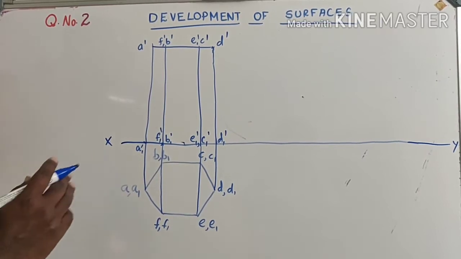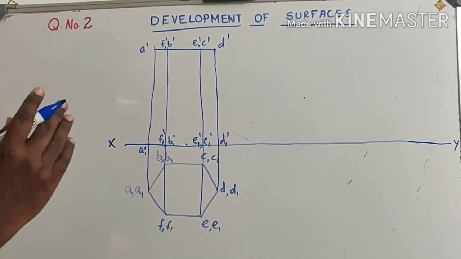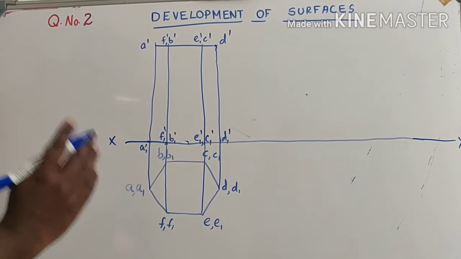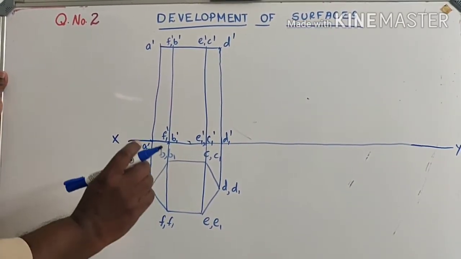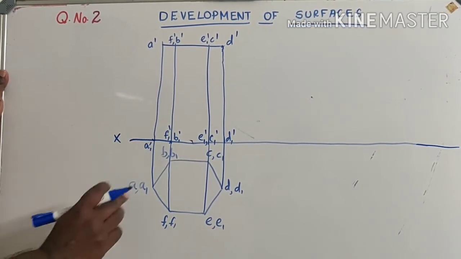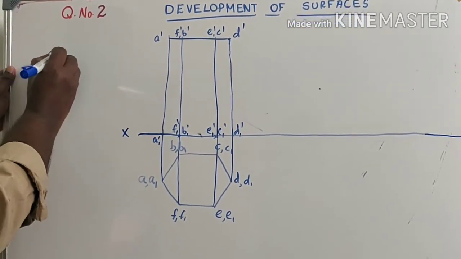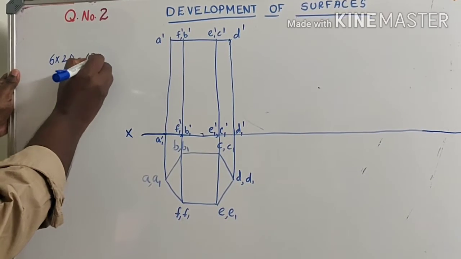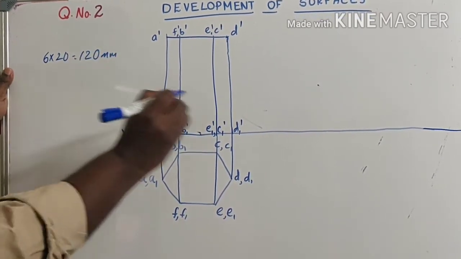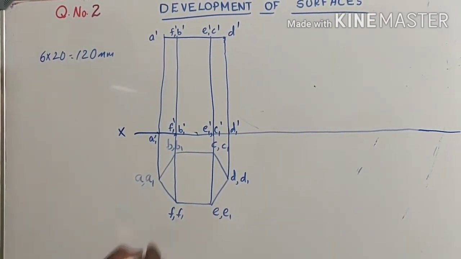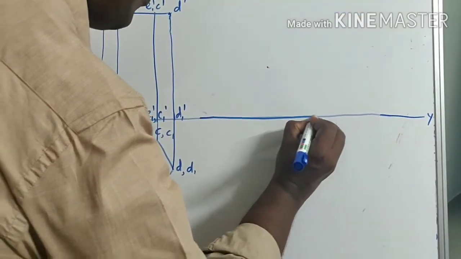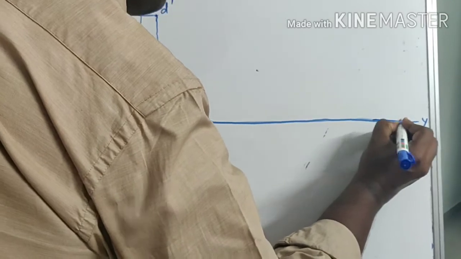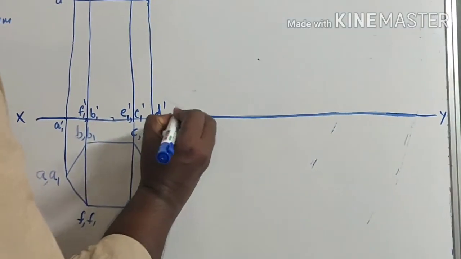So we will start drawing the development. How to draw the lateral development? Just like I explained in the last problem, here it is a hexagon. One side of the base is given as 20 mm. So 6 into 20, that is 120 mm, is the length of the development. First of all, you have to draw a line of 120 mm at the level of the XY line.